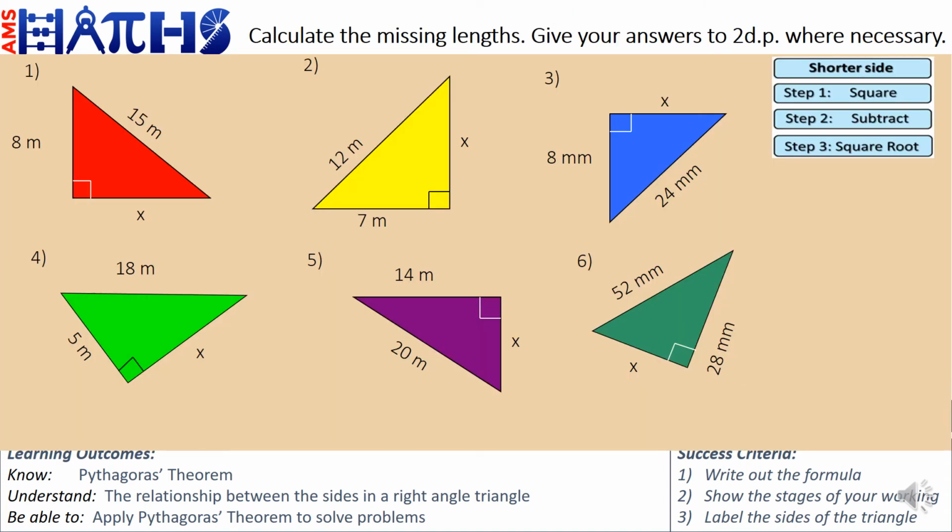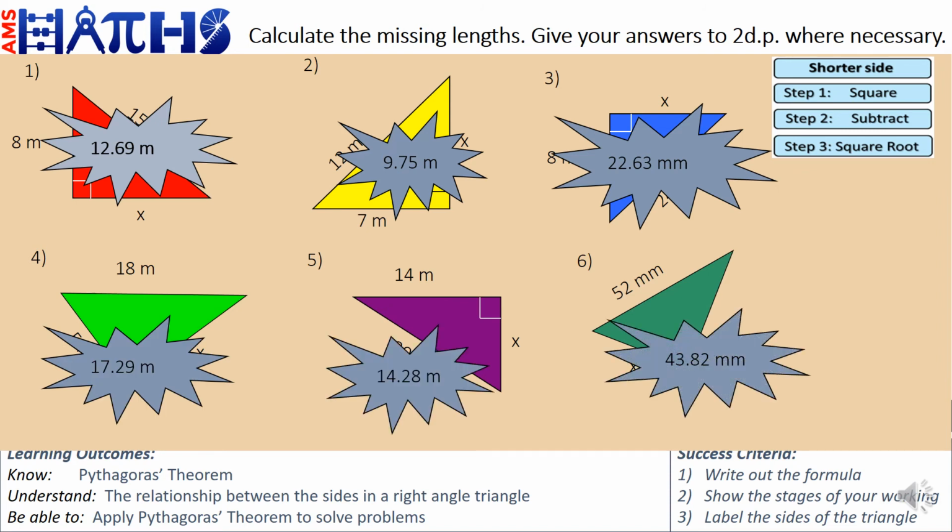Here are 6 questions to try to calculate the shortest side of a right angle triangle. Pause the video, spend no more than 10 minutes to do your work, then resume the video to check your answers. Here are your answers. Please mark, then resume the video when you're ready to move on to the next part of the lesson.